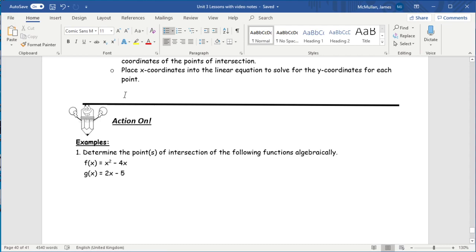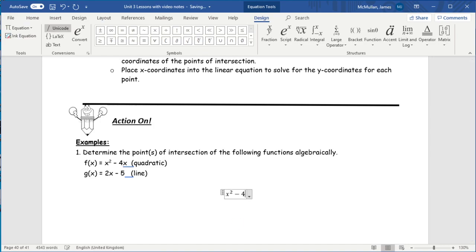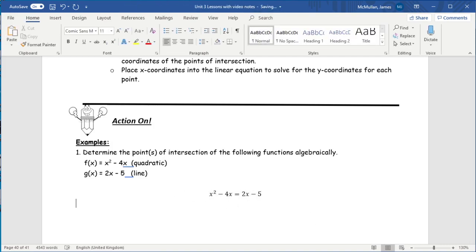I think this is a good type of thing where you can just jump right into it. So we say f of x is x squared minus 4x. Obviously this is the quadratic, and the other one is the line. Now, where they intersect, they have to intersect at a y value that is the same. So what we do is we set the two equations equal to each other. Whatever x makes the two equations equal to each other will be a point of intersection. So any x value that makes the two equations equal will correspond to a point of intersection.